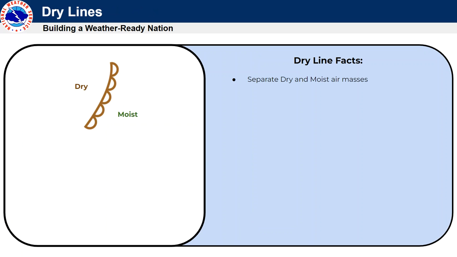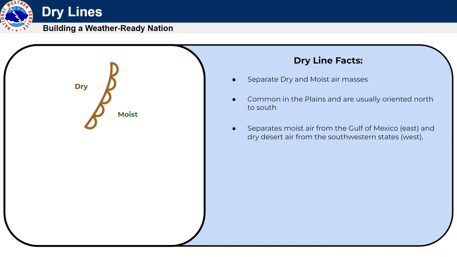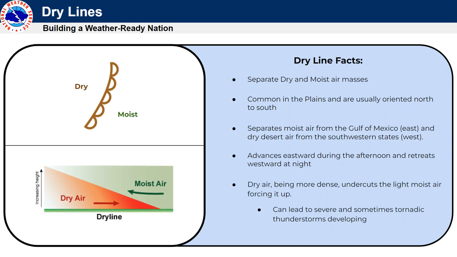Now let's talk about the dry line. The dry line separates dry and moist air masses. These are very common in the plains and are usually oriented north to south. They separate the moist air from the Gulf of Mexico, which comes in from the east, and the dry desert air from the west and southwestern states. Typically, these dry lines move east during the afternoon. However, at night, they typically retreat or move back to the west.